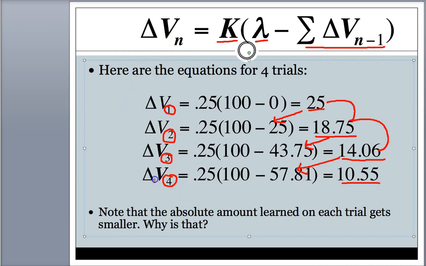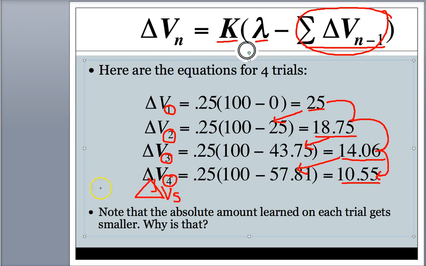So on, pardon me, let's say we do delta V5. What is going to be the sum of all of the delta V's from the previous trials will be 25 plus 18.75 plus 14.06 plus 10.55. And it continues for every trial that you hold from that point on.